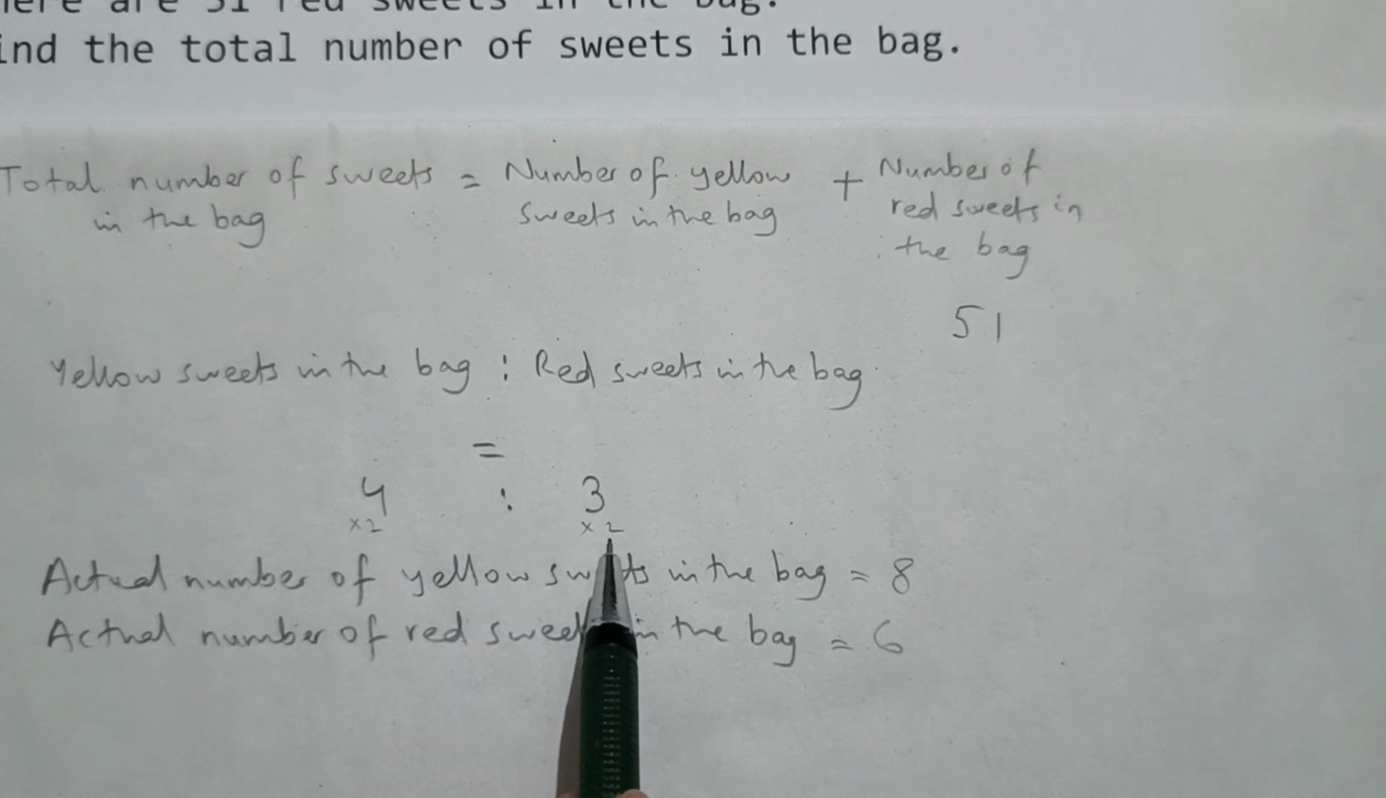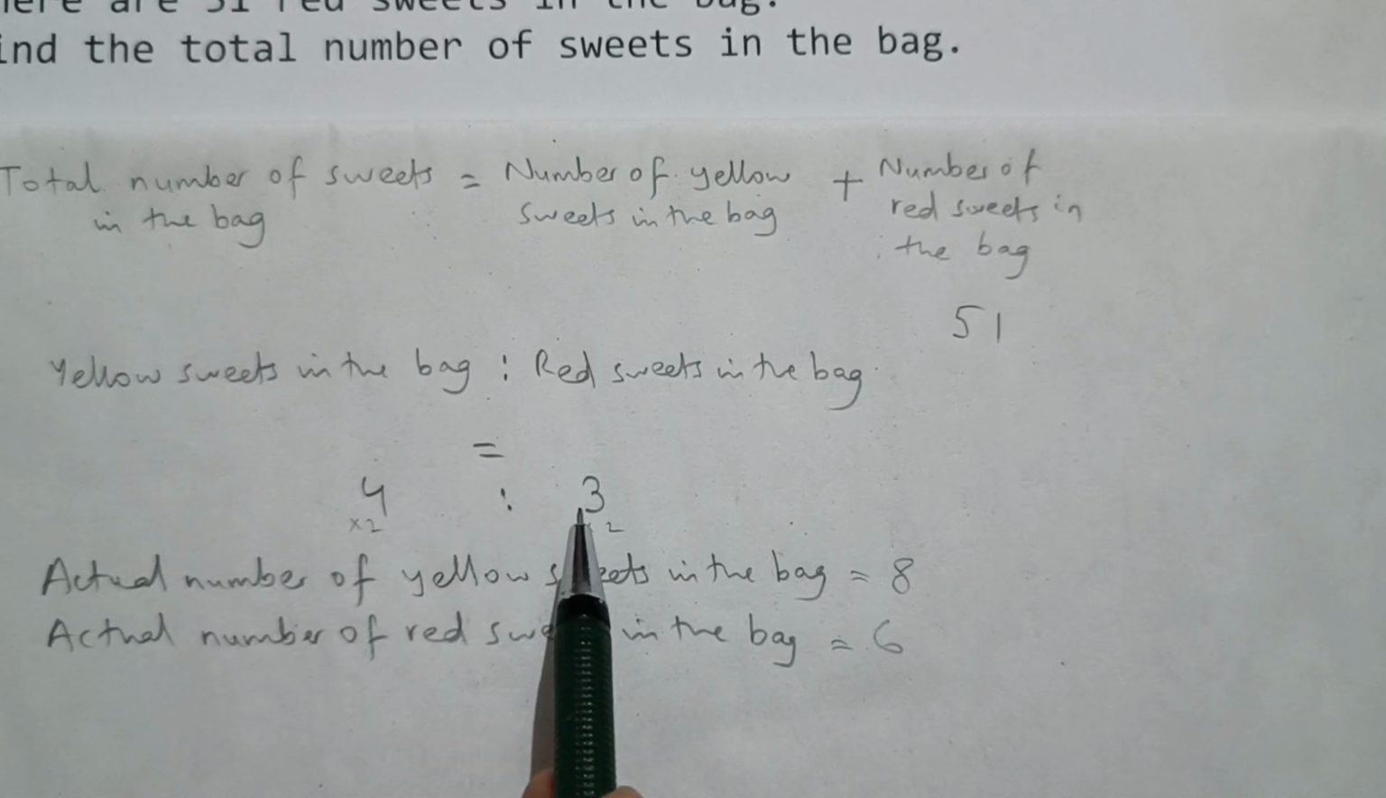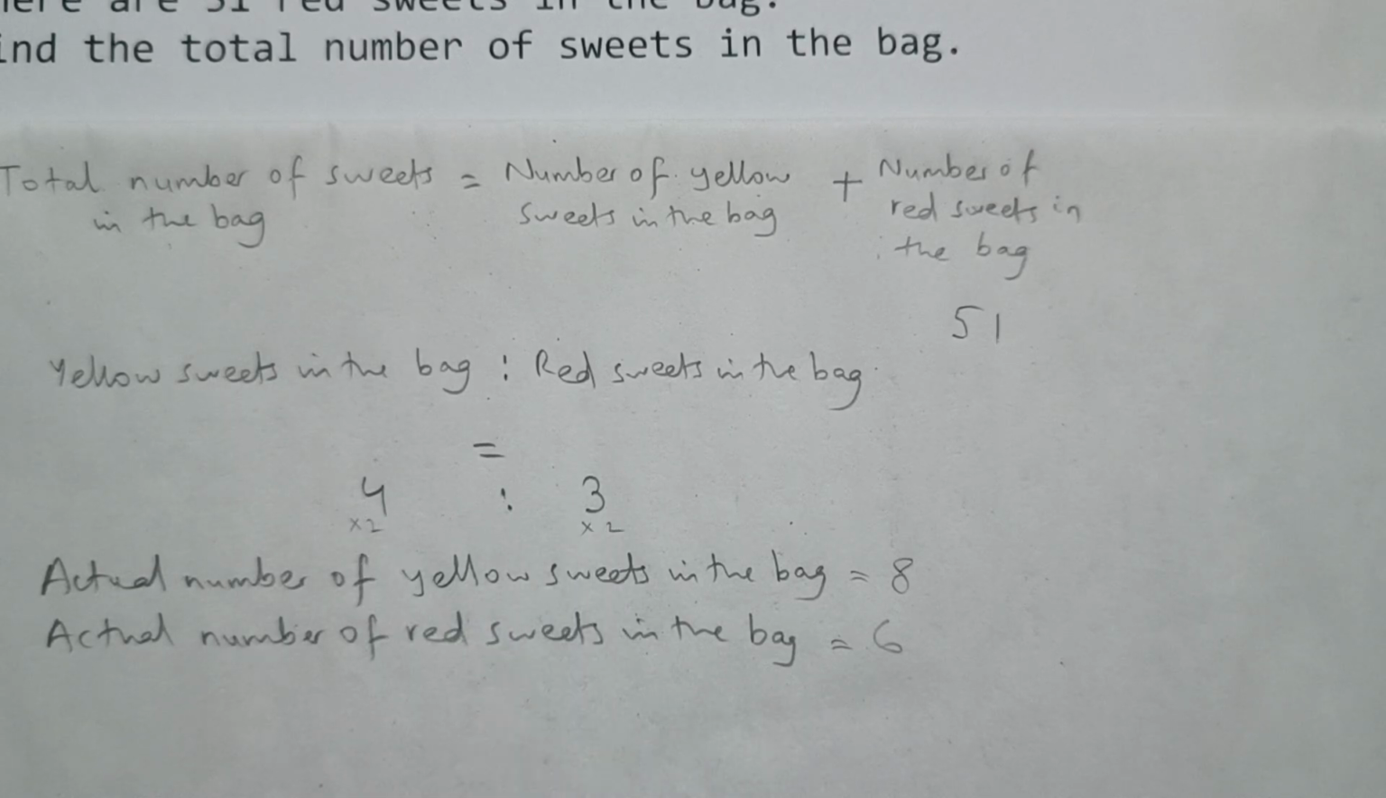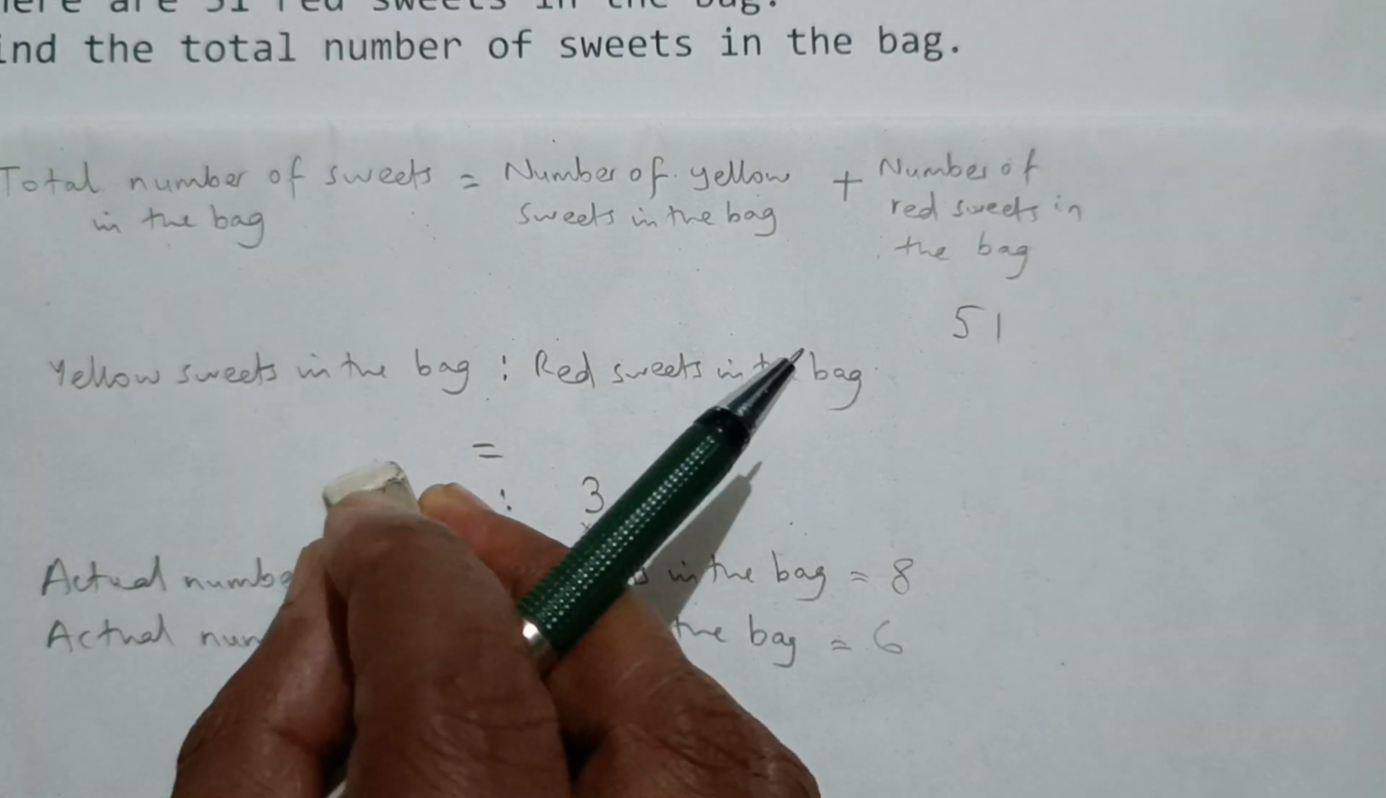Now instead of 2, I can multiply this ratio by, let us say, 5. So instead of 2, now I will multiply this ratio by 5.